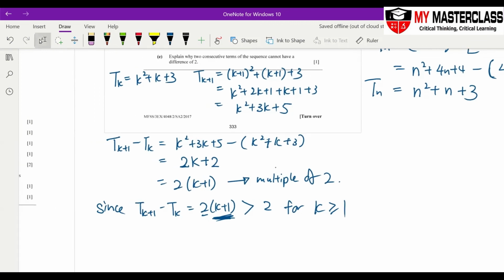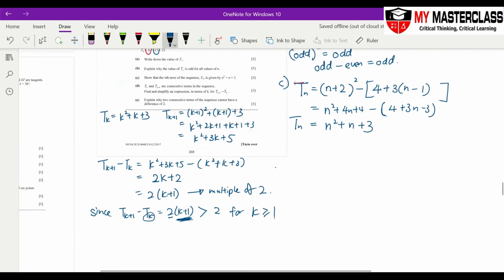Do you know why k must be greater than or equal to 1? Because you cannot have t0. Can you see k is here? Can you have t0, the 0th term? No. The first term is called t1. That's why just now I wanted you to understand the meaning of t1, t2, t3, t4. t1 is the first term, t2 the second term, t3 the third term. Understand?